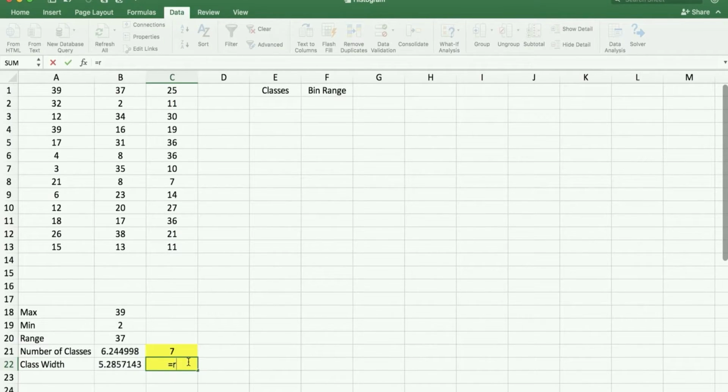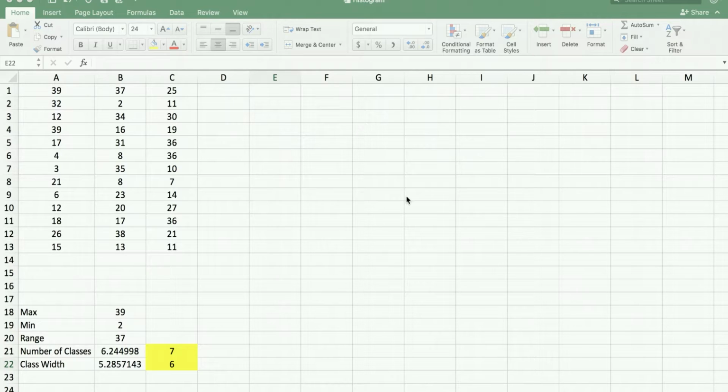So I'm going to use the same function, the ROUNDUP function, and I'm going to select the class width from cell B22, and then I'm going to say comma 0, which will round this value up to 6. Again, you don't need to use the ROUNDUP functions for these two, but to make things smoother, more automatic, I think it makes sense to use those functions.